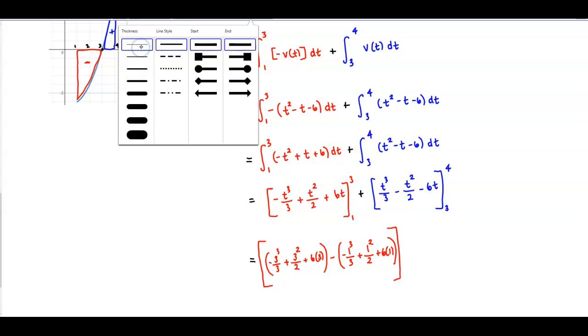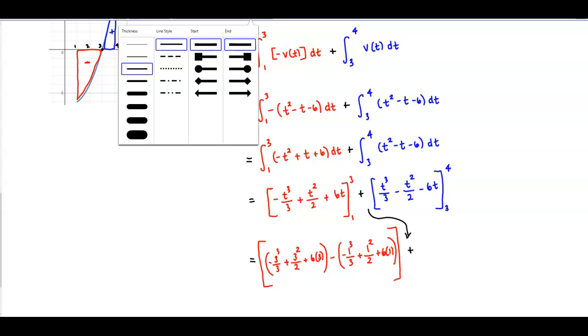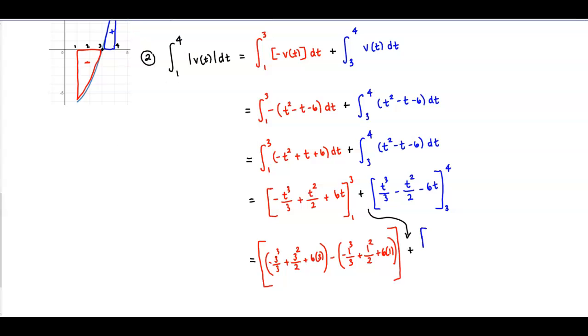And then we are adding here, because that's plus. Now we have 4 cubed over 3 minus 4 squared over 2 minus 6 times 4, and that's minus 3 cubed over 3 minus 3 squared over 2 minus 6 times 3.